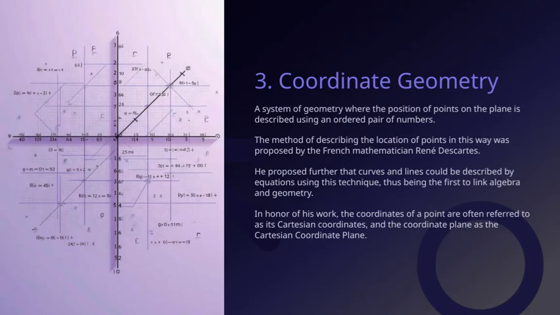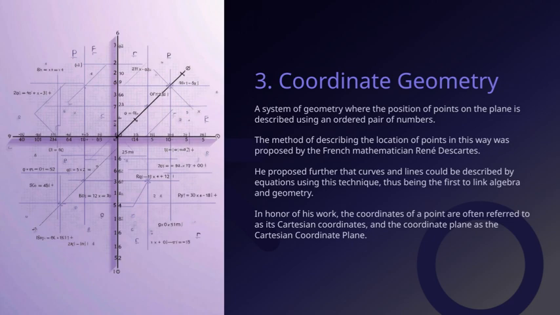So, in honor of René Descartes' work, the coordinates of a point are often called its Cartesian coordinates, and the entire coordinate plane is referred to as the Cartesian coordinate plane. This naming pays tribute to his groundbreaking ideas. Descartes also proposed something really important, the idea that curves and lines could be described using equations through this technique. This was a major breakthrough because it was the first time algebra and geometry were linked in such a direct way.